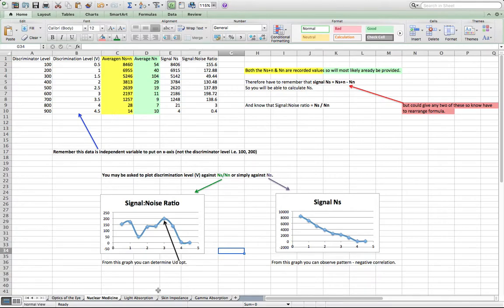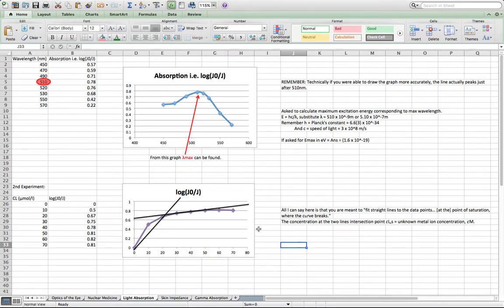Okay, so moving on to the next one, light absorption. In this experiment, you were shining different wavelengths of light and looking at the absorption spectrum, or trying to draw absorption spectrums of the different wavelengths of light when the light was shone at a material.